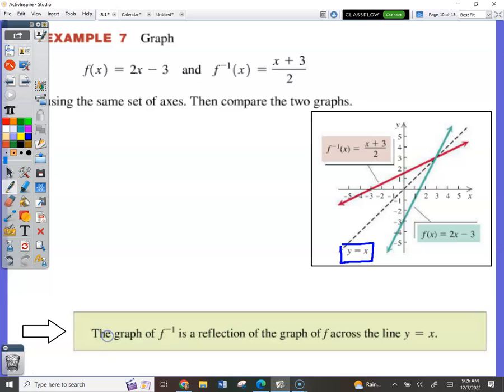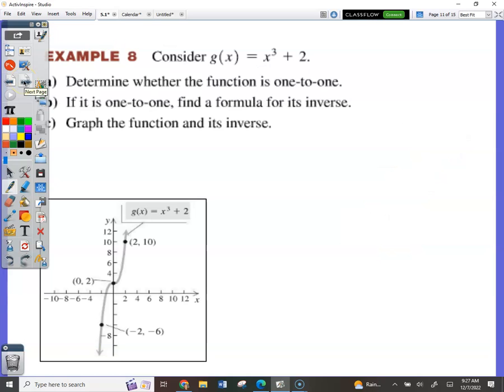Here's the takeaway. You don't have to write the entire sentence. This is already on there. The takeaway is that when you graph both f and f inverse on the same picture, you will notice that they have a nice symmetry over the line y equals x. Okay? Go to the next slide.